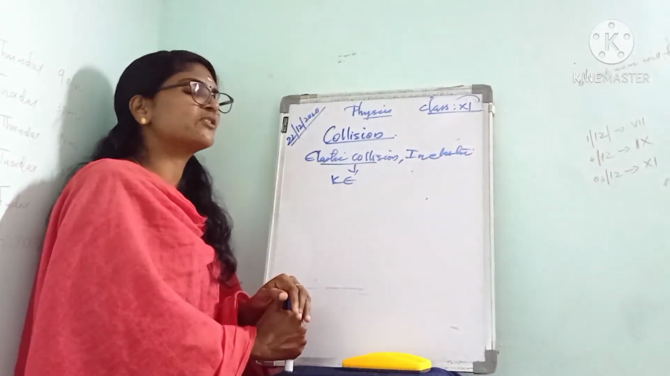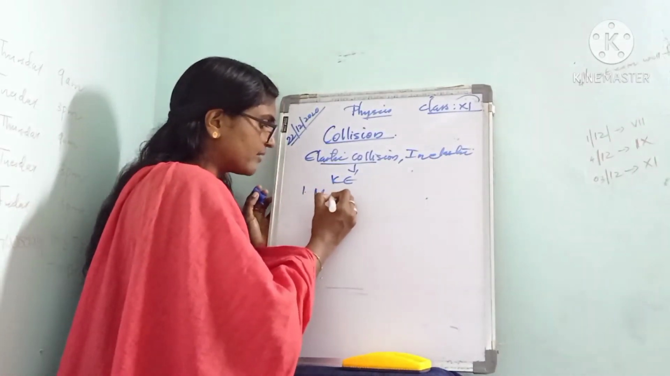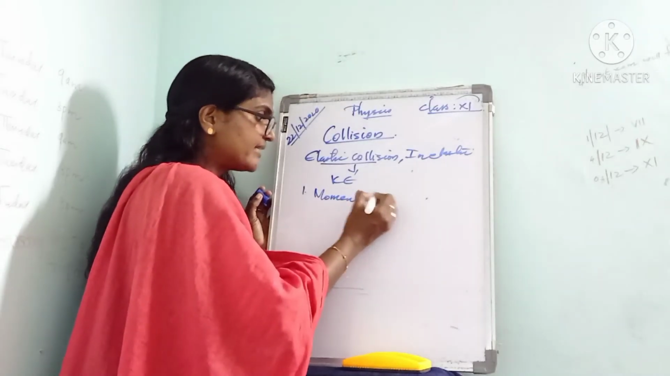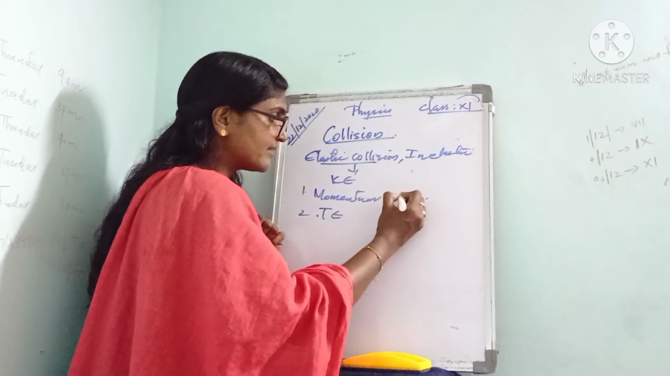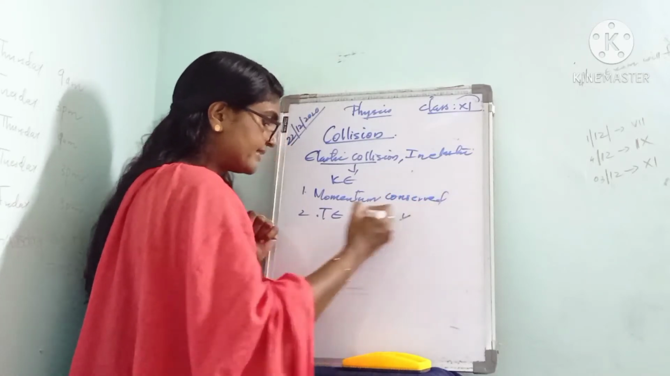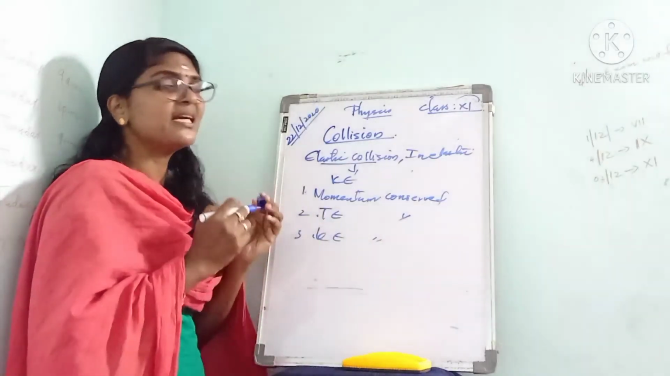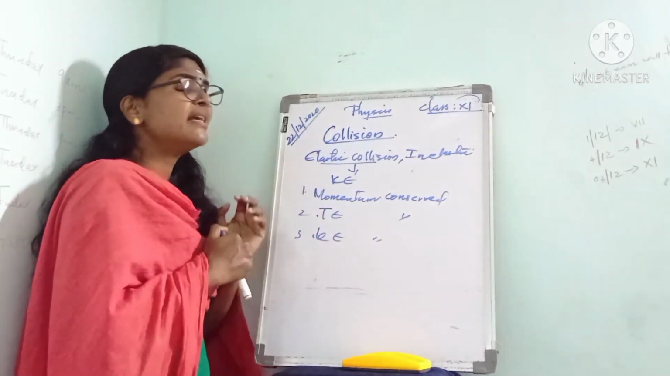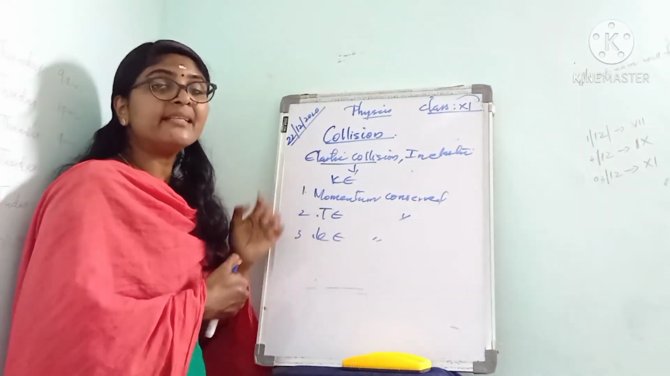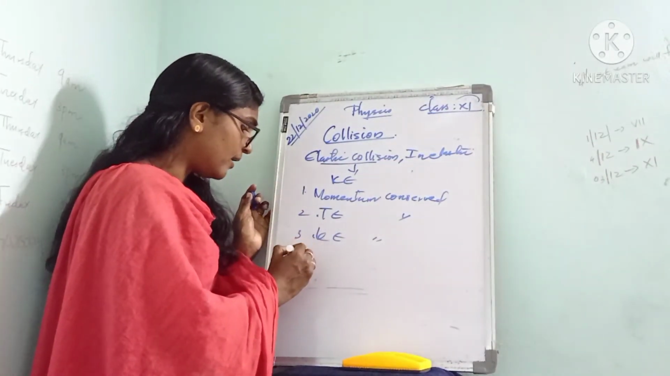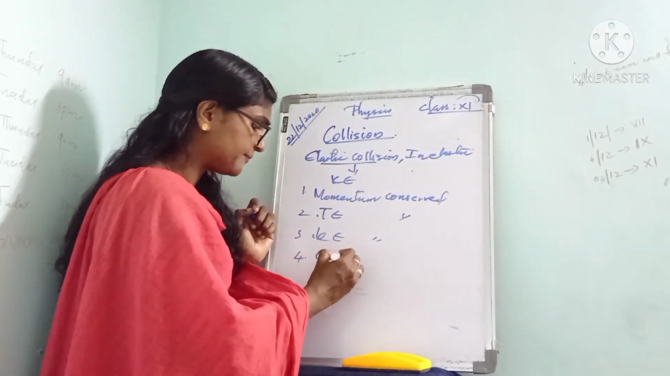Then what are the characteristics of elastic collision? In elastic collision, momentum is conserved. That is the first characteristic. Then its total energy is also conserved, and third, the kinetic energy is conserved. Then the fourth is that the forces involved in the collision between two bodies are conservative in nature.